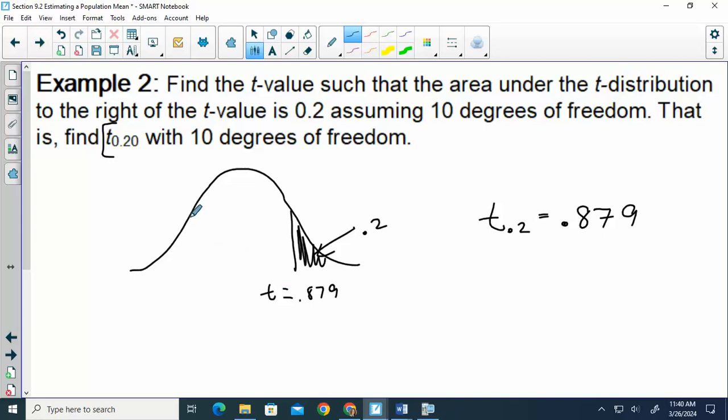What if I wanted, could you tell me what the T would be on this side so that this area was 0.2? Negative 0.879, because it's symmetric, it's centered at 0. The table doesn't give us the negative values, it just assumes that you understand that if you were looking for that end, it would be that.